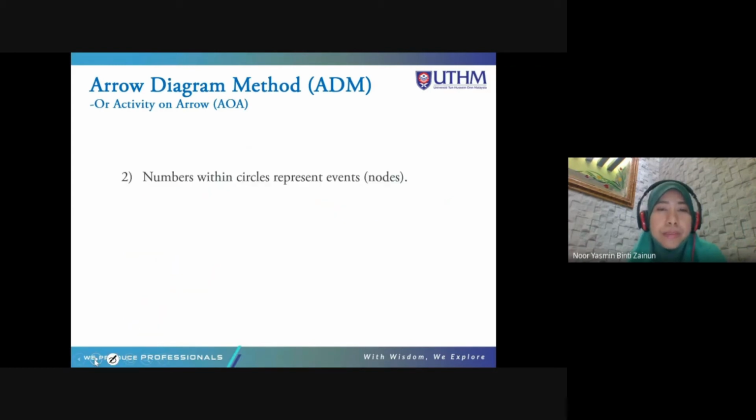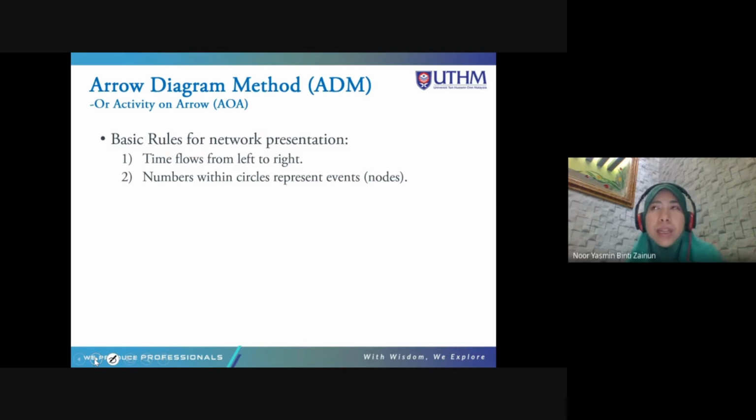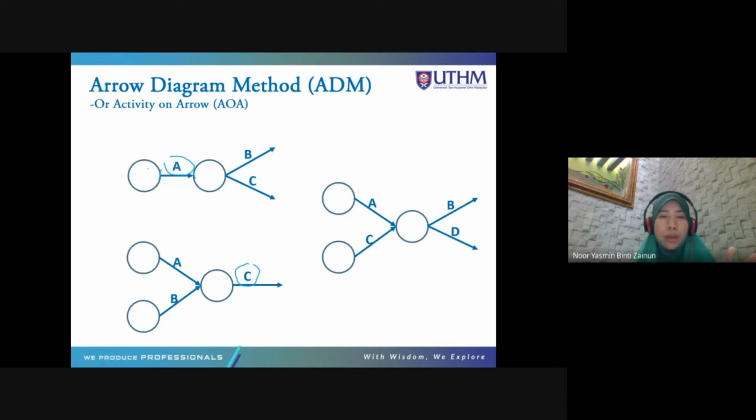In the arrow diagram method, the number within a circle represents the node. So these are the basic rules for network presentation: numbers within circles represent the events, the nodes, and time flows from left to right. Left to right means node 1 to node 2. This shows the start of activity A and the end of activity A. Here is the start of activities B and C, here is the end of activity B, and here is the end of activity C.